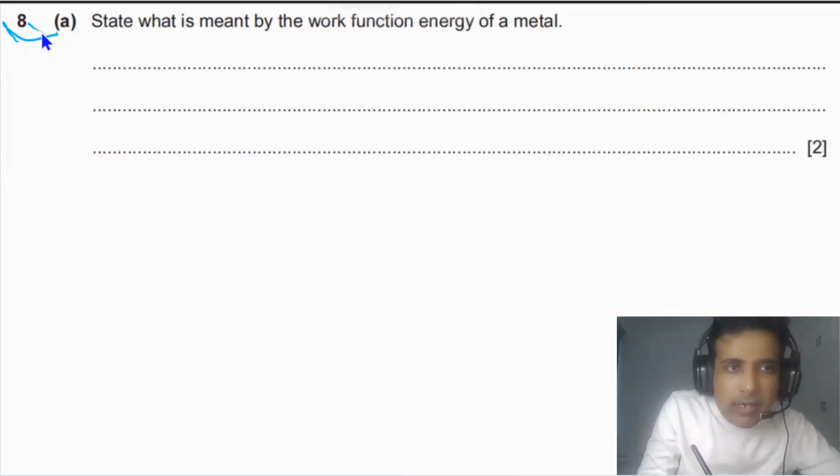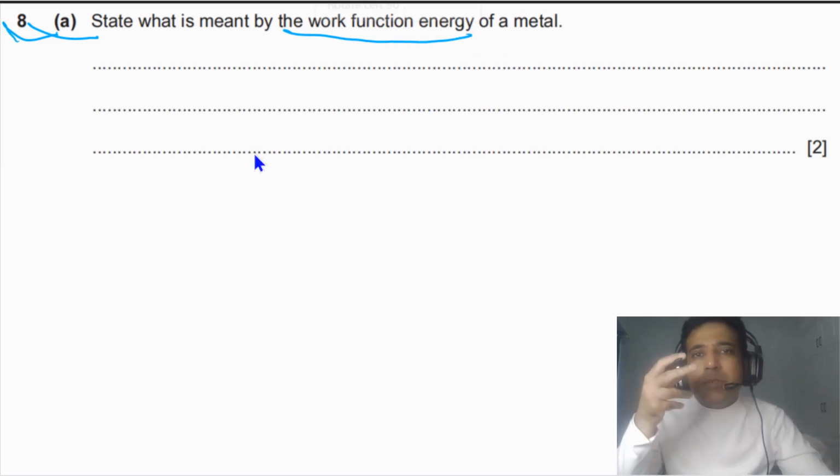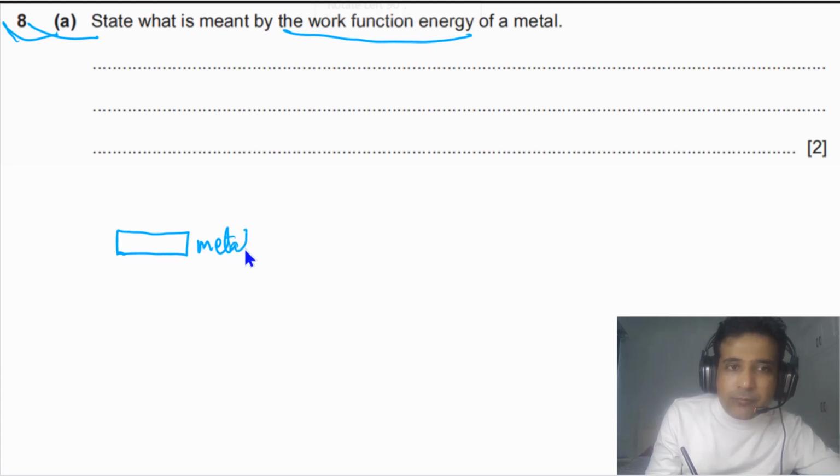For question number 1, part A, we need to state what is meant by the work function energy of a metal. Work function energy of a metal, we can understand with the help of a simple diagram. Imagine that this is a piece of metal. It has many electrons. Some electrons are at the surface, close to the surface. So these are electrons close to the surface.